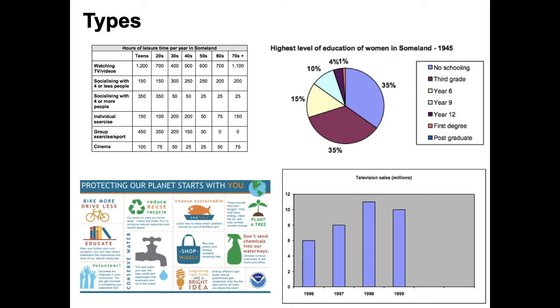All right, let's check your answer. So obviously that is a table. Here we have a pie chart, a bar graph, and an infographic, which combines data and graphic design.